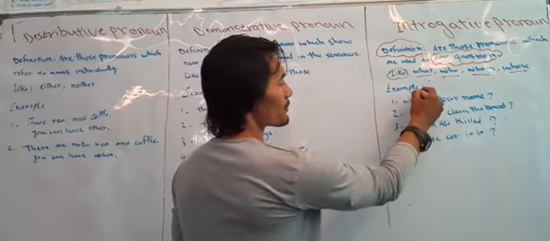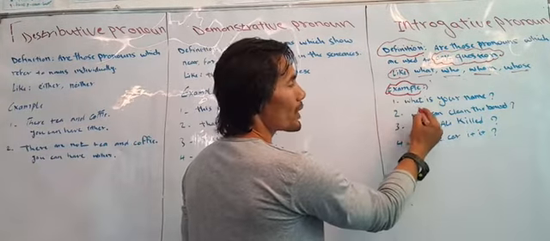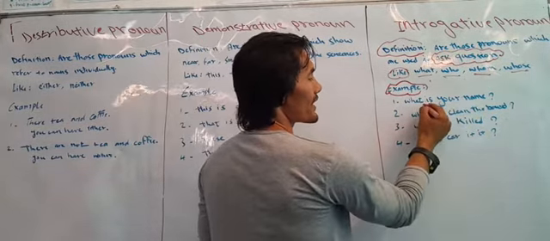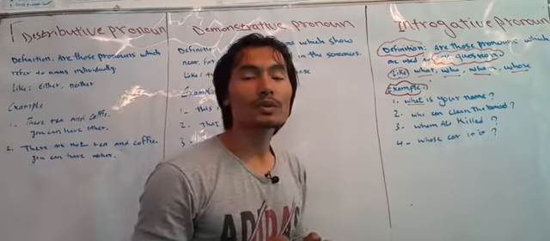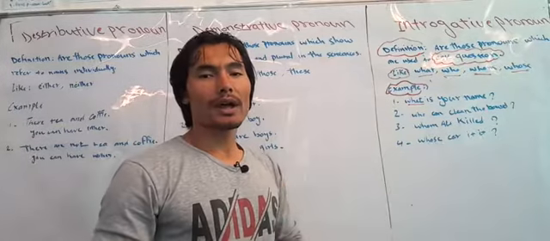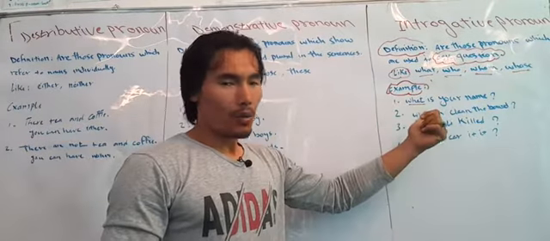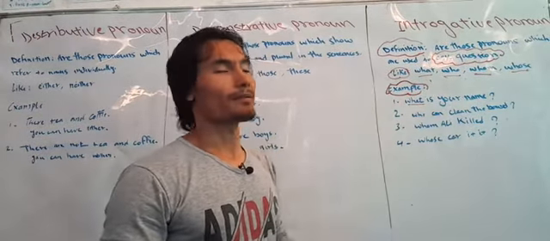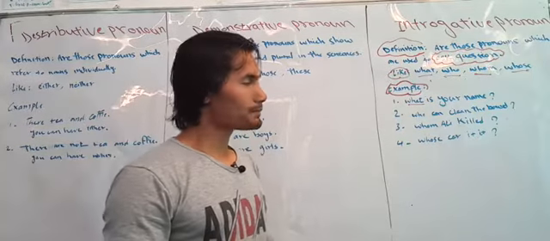For example, we can say, what is your name? This is an interrogative pronoun that is used instead of the name. For example, his name is Ahmad. What is your name? What is used instead of Ahmad, and asks a question, okay?